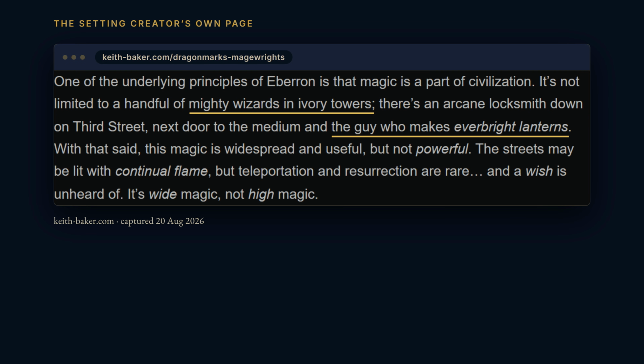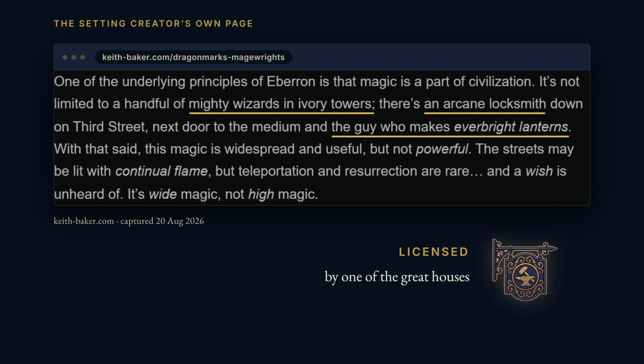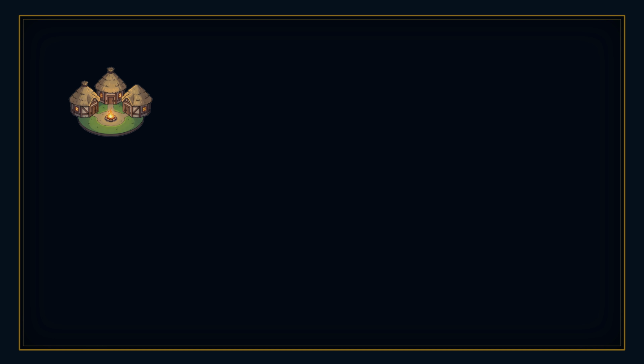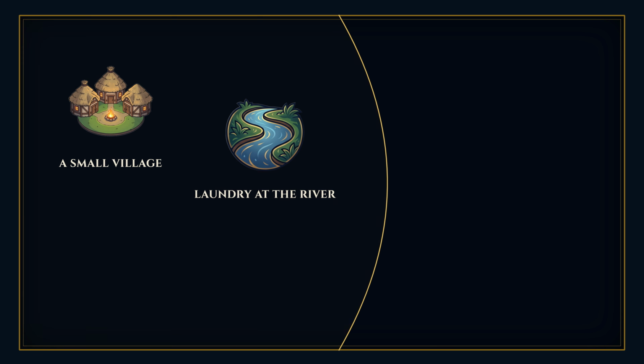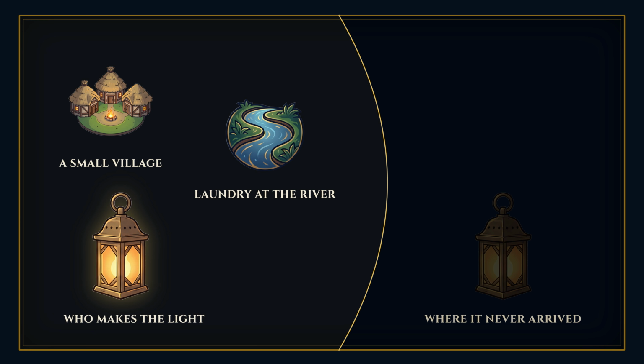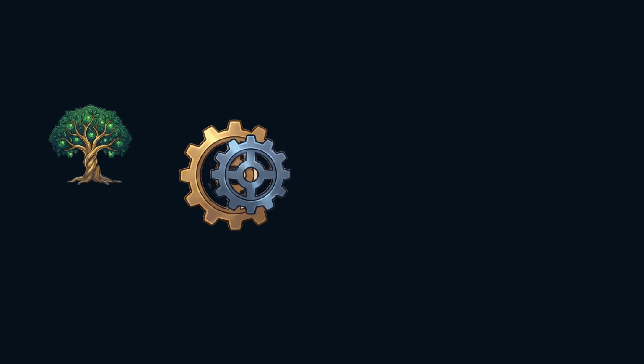The man who makes the lanterns works next door to the arcane locksmith, and most of those locksmiths are trained and licensed by one of the great merchant houses. Then out in a small village, people still do the laundry the old-fashioned way. One setting, and it has already settled who makes the light and where it never arrived. So your world can settle the same in an evening.